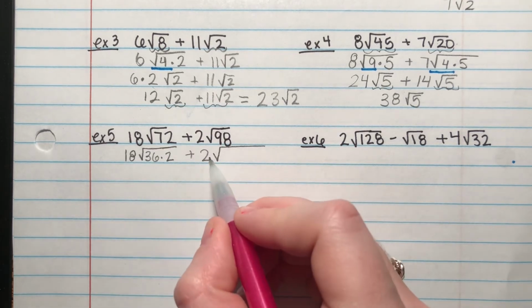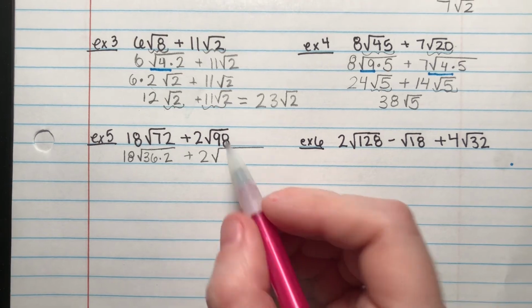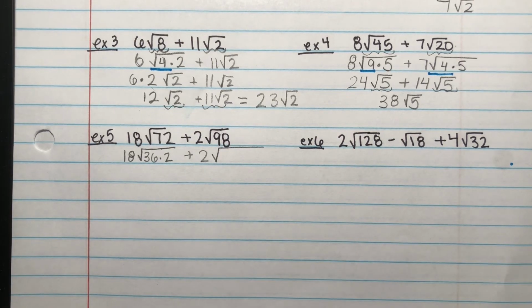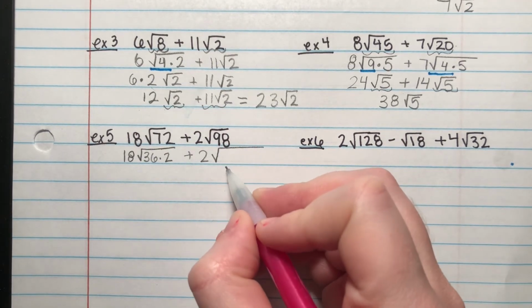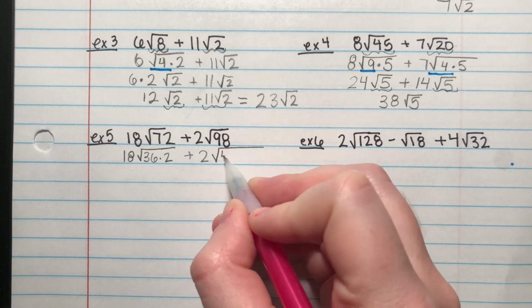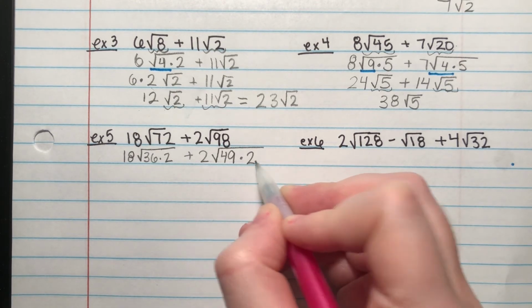So let's simplify 98 here. What's 98 divided by 2? It's 49. And is 49 a perfect square? Why, yes it is. So I'll have 49 times 2.